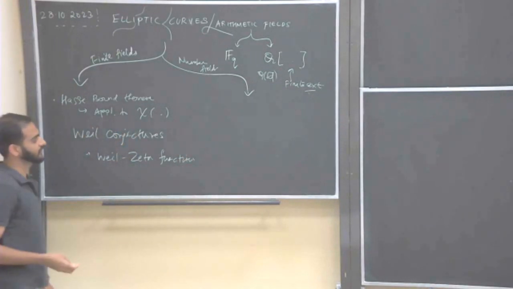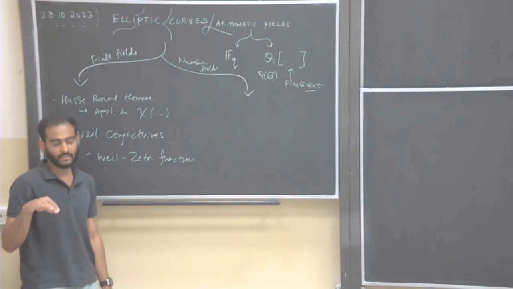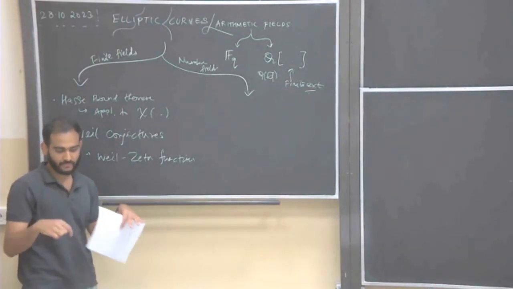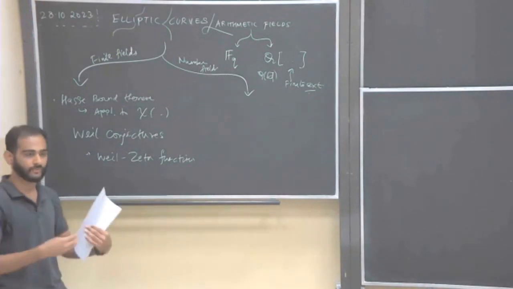The Weil zeta function is defined for any smooth projective variety, so we give a general definition and a general equation of that, and then we try to see how simple it is for elliptic curves.